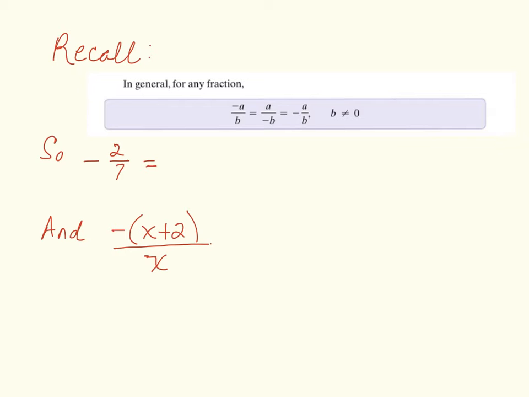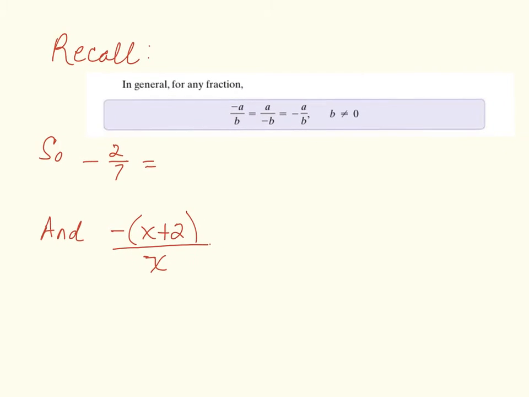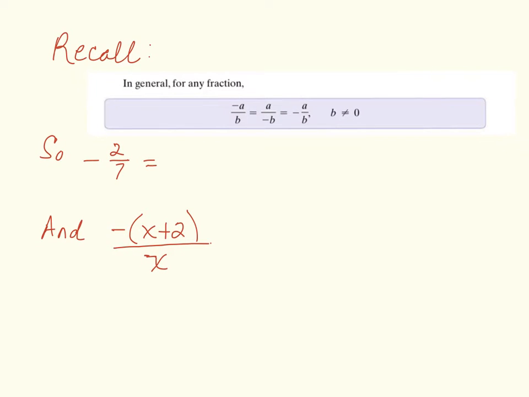So when you get to an example like negative 2 over 7, or the opposite of 2 over 7, another way you can write it will be negative 2 over 7, which is equal to 2 over negative 7. So that's 3 different ways of writing the same thing.